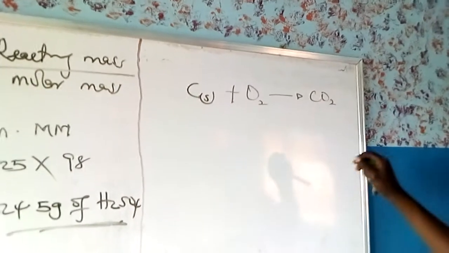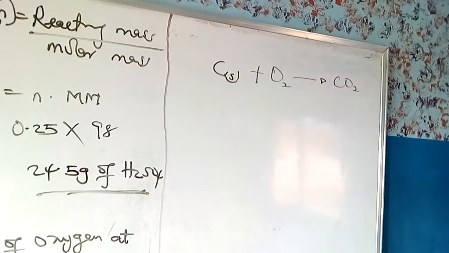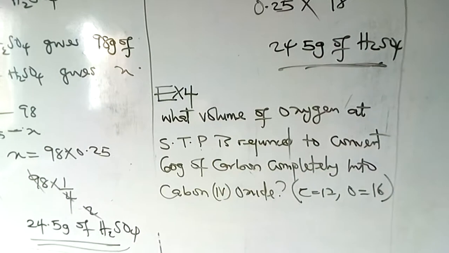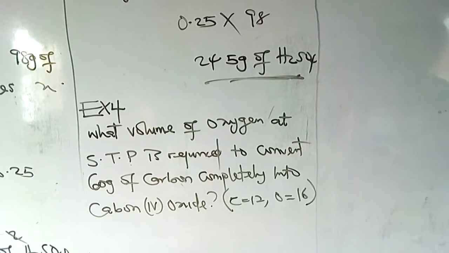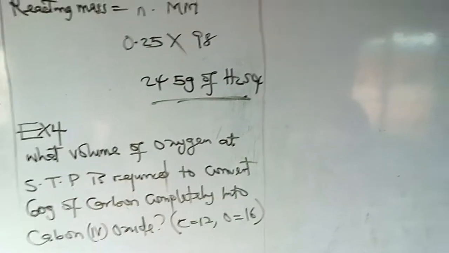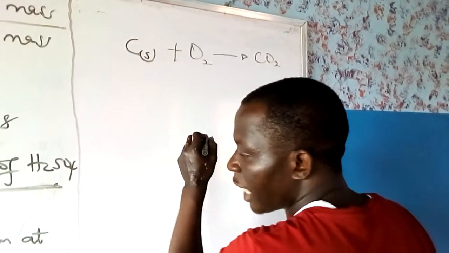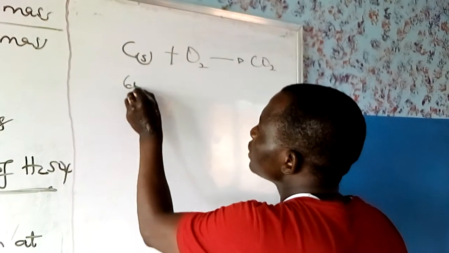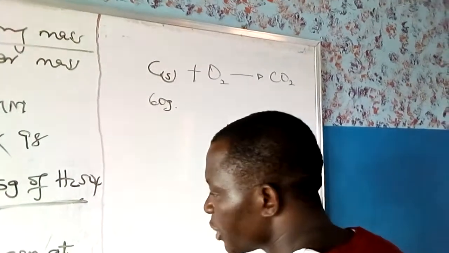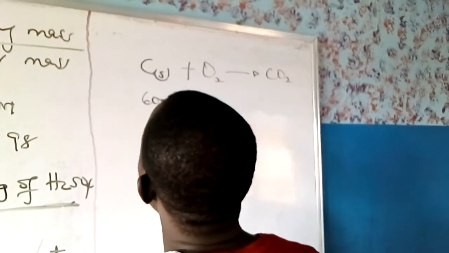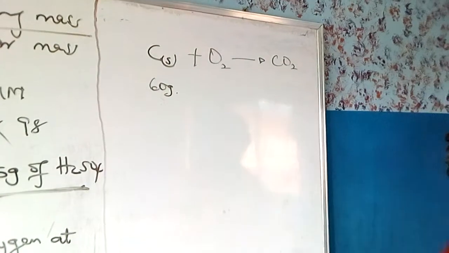And since we know what is reacting now, you can solve the question. We are looking for what volume of oxygen. And you know that 1 mole of oxygen at XTP is 22.4 dm³. But something is reacting: 60 grams of carbon is the one that is reacting, because the question mentioned that 60 grams of carbon. And what are you going to do now? And this one is at XTP.